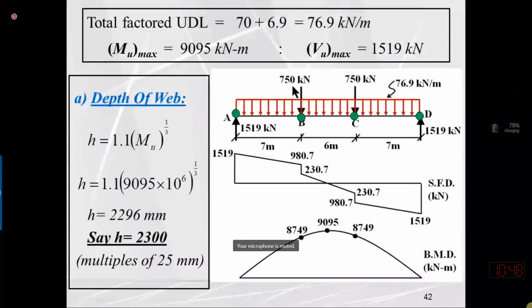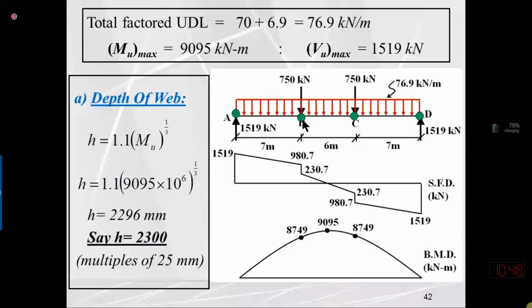Because loading is symmetrical, each reaction will be equal to half of the total loading, or equal to the single point load. If this load reaction is 750 on the upper side, you can determine the moment of this load, 750 multiplied by this distance 7. So you shall have the maximum bending moment at point B. And the moment will remain constant from B to C due to the concentrated force.